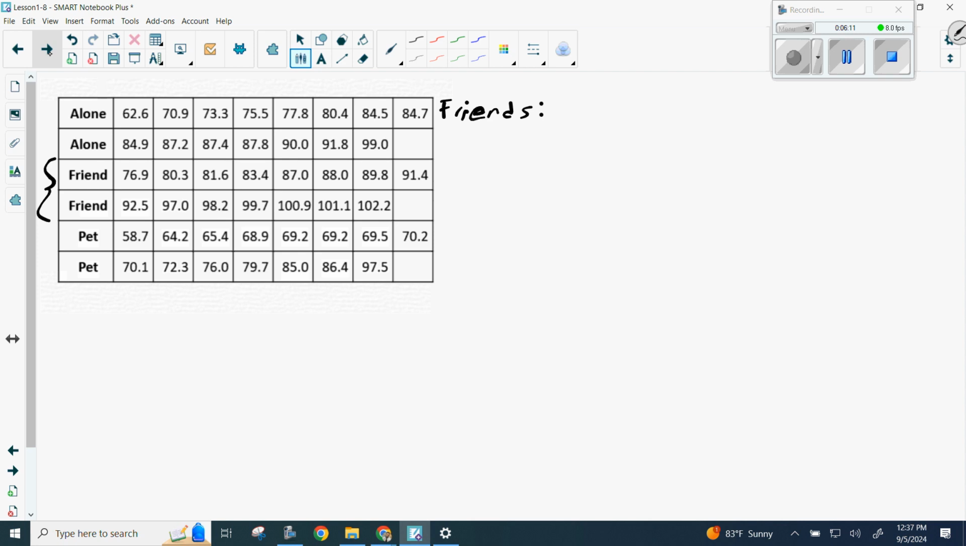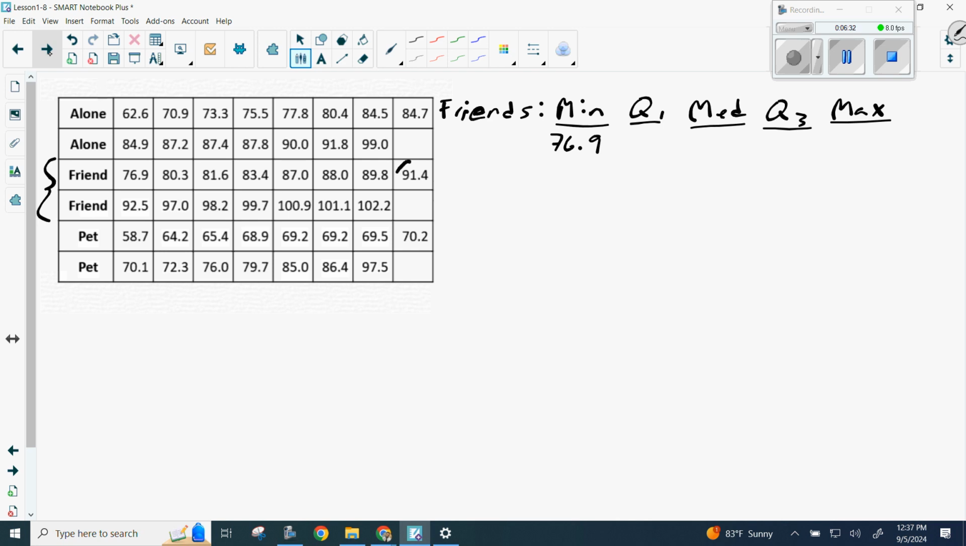So we're going to put our minimum, quartile 1, median, quartile 3, and our maximum. Our minimum here is 76.9. Quartile 1, well, let's find our median first.